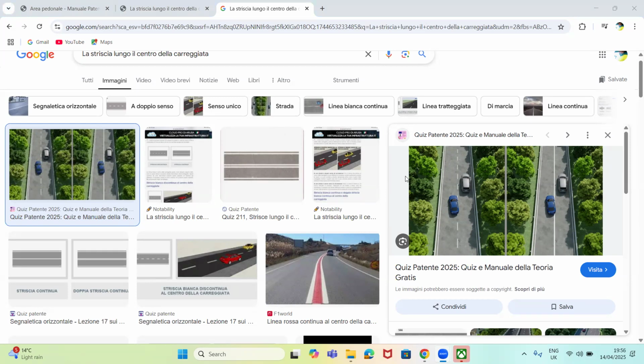Mrs. Edith. Hello, Mrs. Edith. Discontinuous line in the center of the carreggiata. What does it mean, ma? Discontinuous line, like what you are seeing here, in the center of the carreggiata. What does it mean, ma? You say you cannot overtake? No.